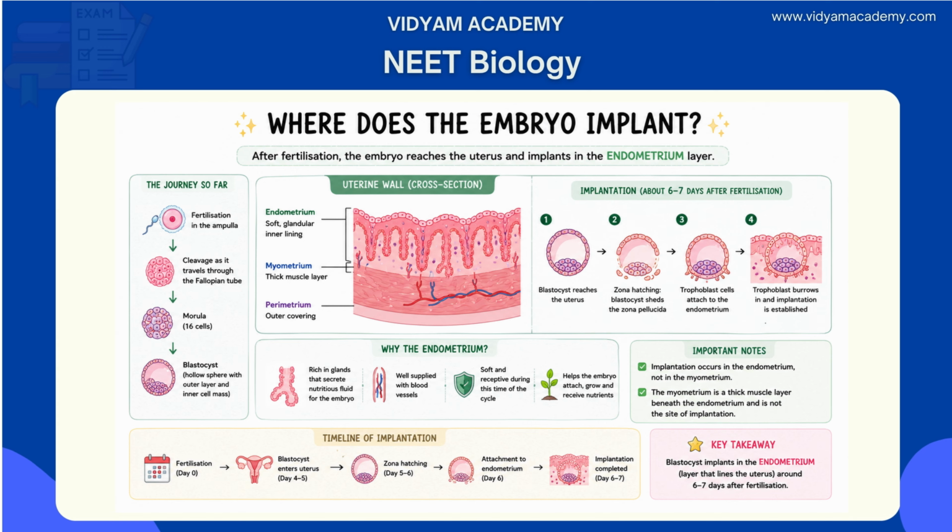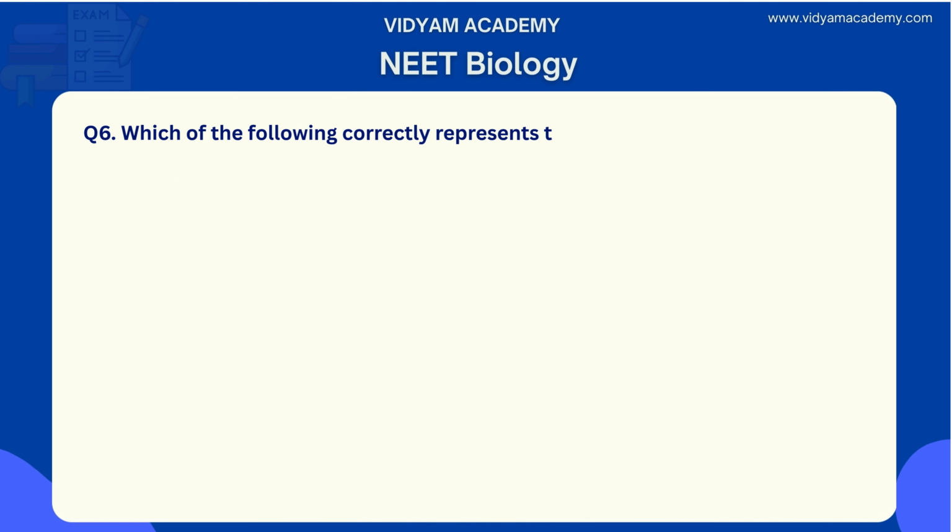These trophoblast cells then make direct contact with the endometrium, the innermost glandular lining of the uterus, and begin secreting enzymes that digest the endometrial cells, allowing the blastocyst to burrow in. This occurs approximately 6 to 7 days after fertilization. The myometrium is the thick muscle layer beneath the endometrium and is never the site of normal implantation. So this is the right explanation. And next, let's move to question number 6.